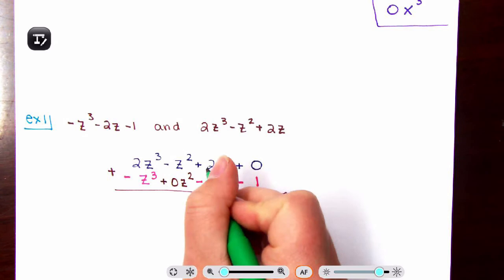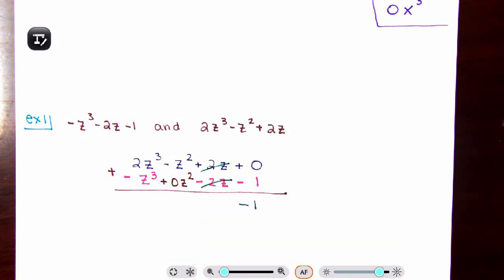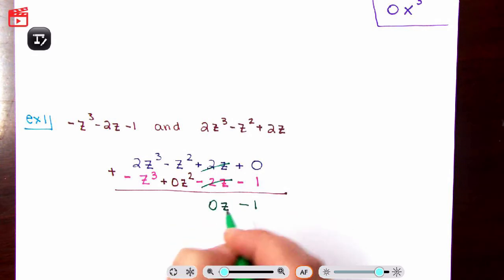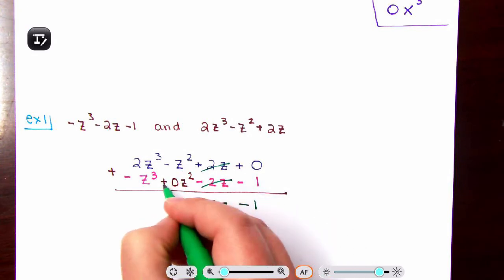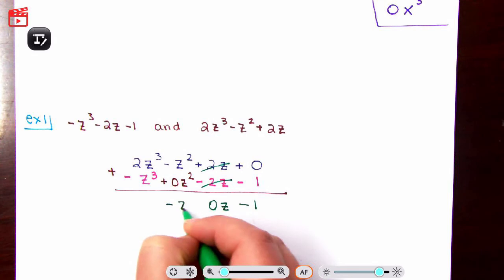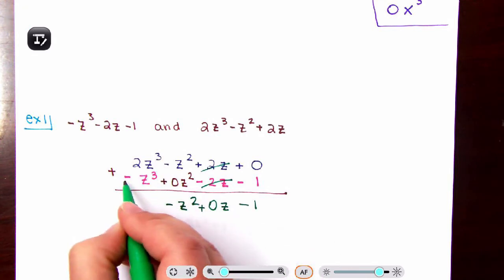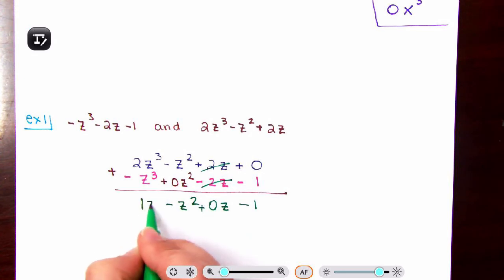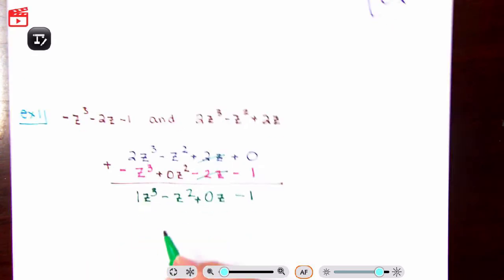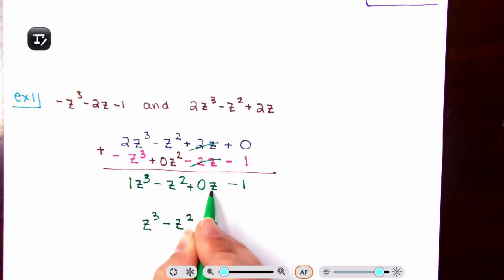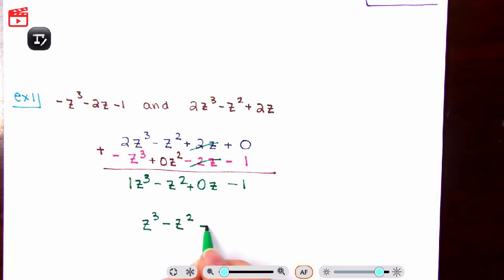Negative 2z plus 2z, those go away. That equals 0z. Negative z squared plus 0z squared, that's a negative z squared. And I have 2z cubed minus 1z cubed, that gives me 1z cubed. So to simplify even further, I have z cubed minus z squared, 0z I'm not going to put in my final answer, minus 1 for my simplification.